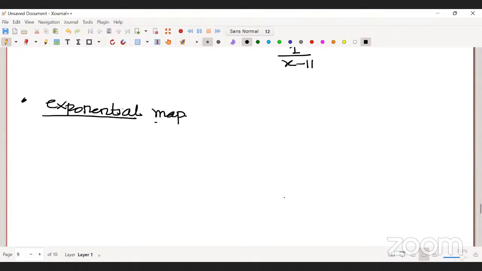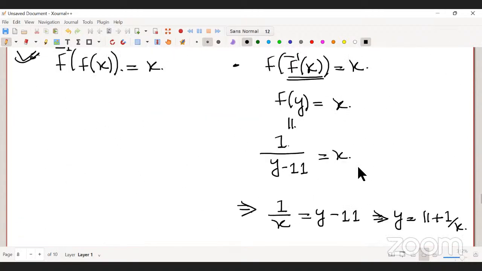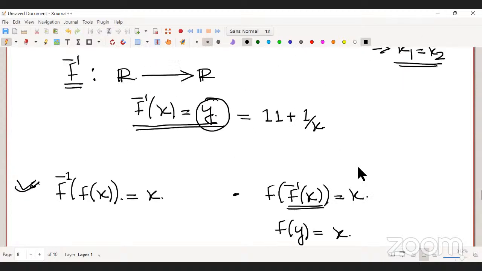Sir, one thing. f of f inverse of x is not equal to f inverse of f of x. That means it is not a one-to-one function. Can I conclude that, right? If you want to talk about the inverse of a function, then the first thing you need to check is that the function is 1-1. If it is not 1-1, then in the first step itself we cannot talk about the inverse of that function. We can only talk about the inverse of a function if that function is 1-1. Okay, got it.